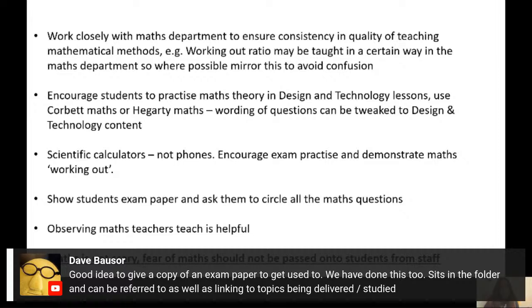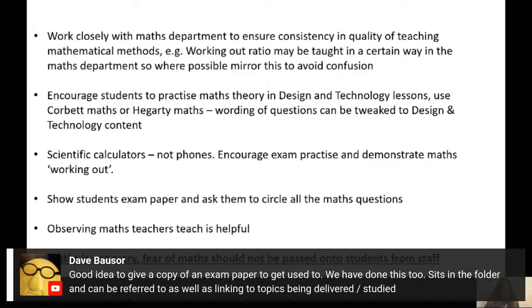We use a lot of Corbett Maths and Hegarty Maths, and I just changed the wording of the questions so that it actually suits what we're teaching in design technology. We use scientific calculators as well. I ordered the same ones that the maths department did, so students are used to using calculators in lessons and not phones. And then we show them how much maths is on the exam paper as well.